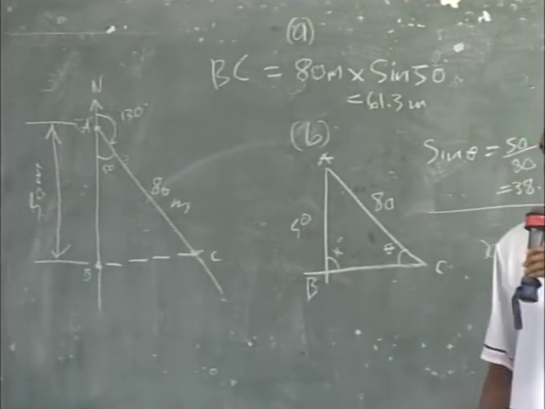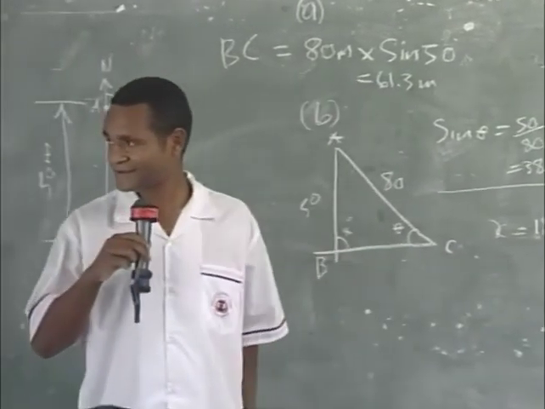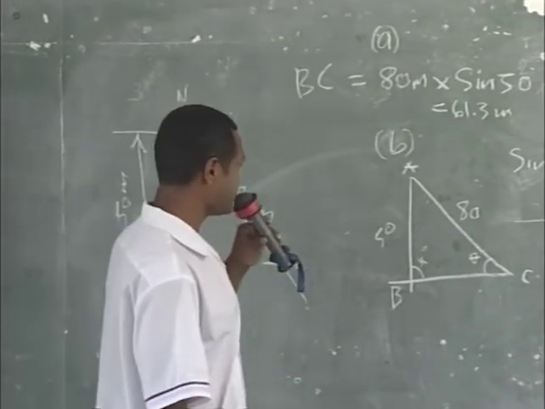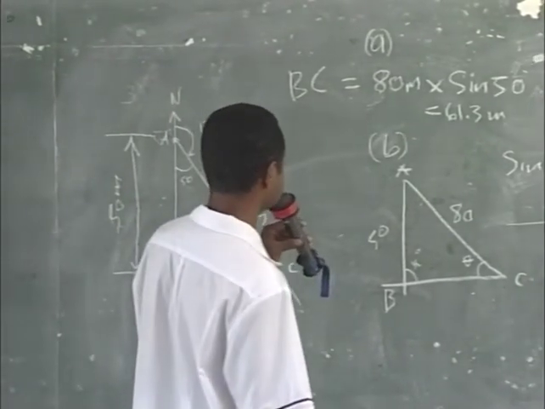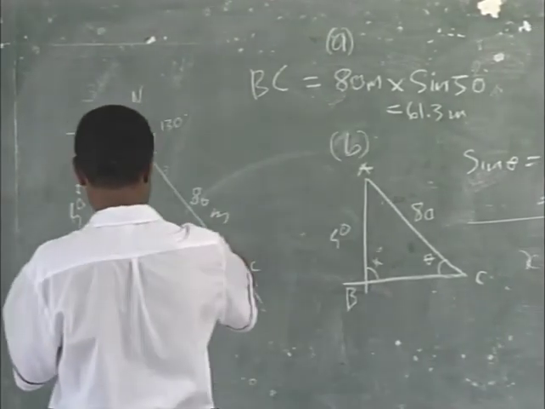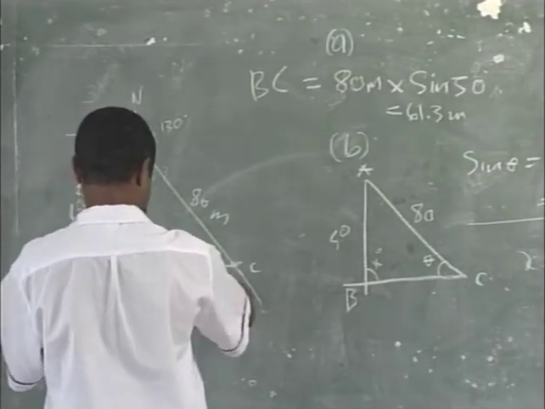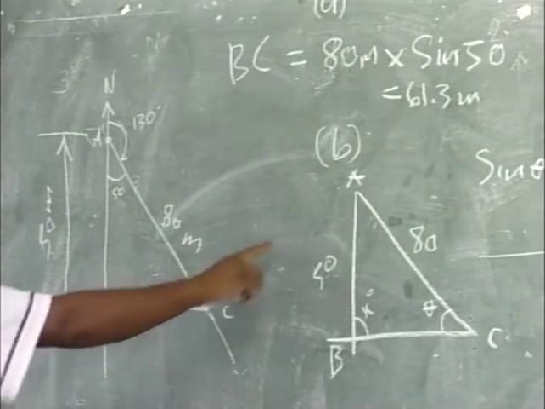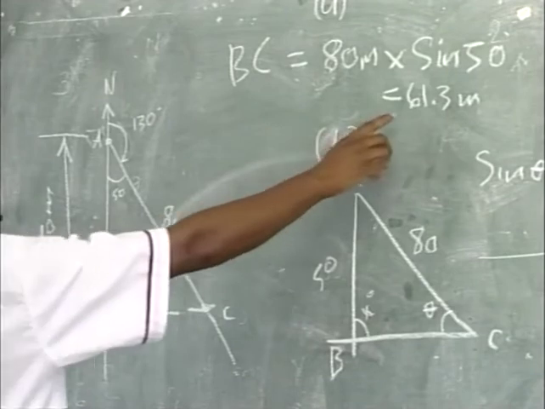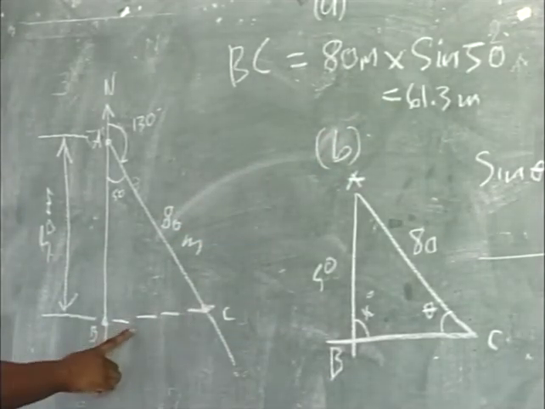Gabriel, stand on this side so they can see. The distance BC is, he doesn't want to read from the computer, 80 meters, which is this one. I'm going to work out this distance, which is BC. So 80 meters times sine 50 equals 61.3 meters, which is this distance.